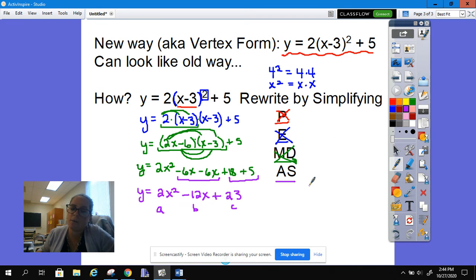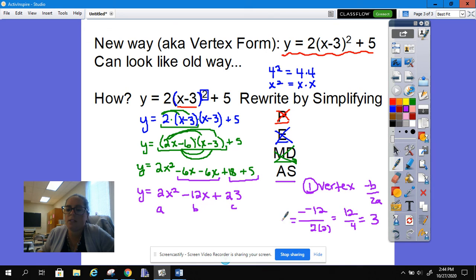So I would have to start with the vertex. To find the vertex, we use the negative b over 2a formula. So negative, and then my b is negative 12, all over 2 times my a. This is all old news. The x value of your vertex is going to be 3. We plug it in then.